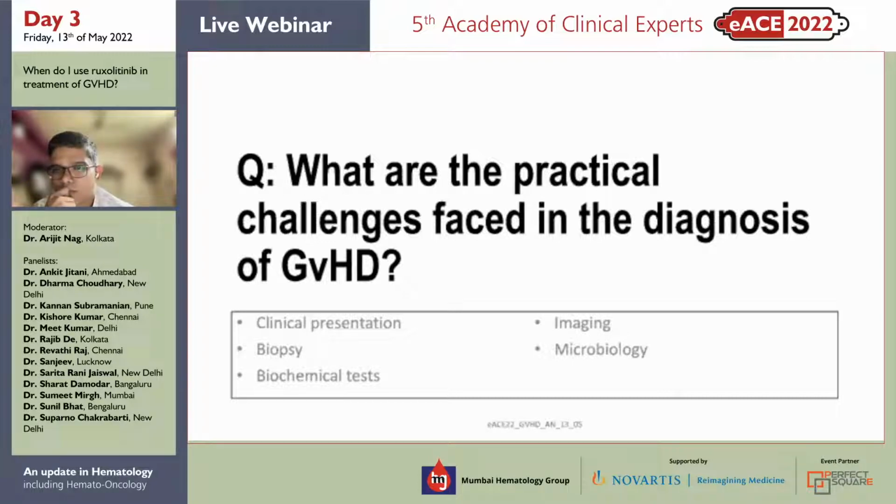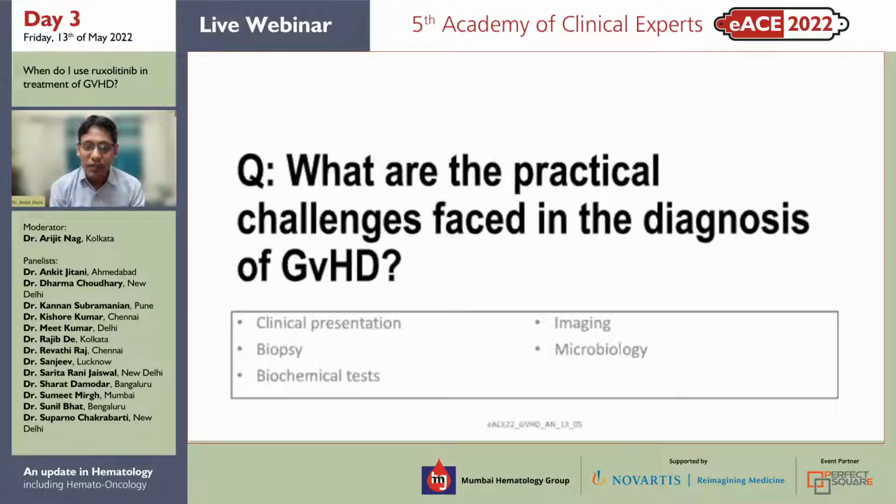So the microbiological test is mainly to rule out other possibilities. We do go for culture. We do rule out C. diff, CMV PCR, but definite microbiology is mainly to rule out other infections, ongoing infections.